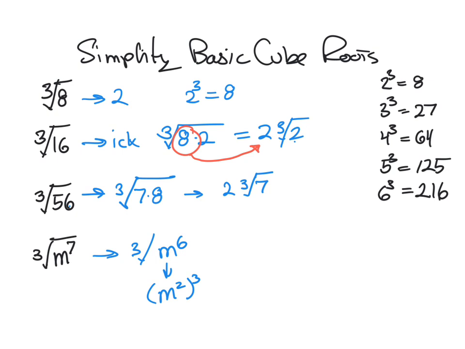And remember, the inside of this radical was m to the 7th, so it's actually m to the 6th times m. So the cube root of m to the 6th times m is the same thing as the cube root of m to the 7th. And the cube root of m to the 6th is m squared. So this becomes m squared times the cube root of m.